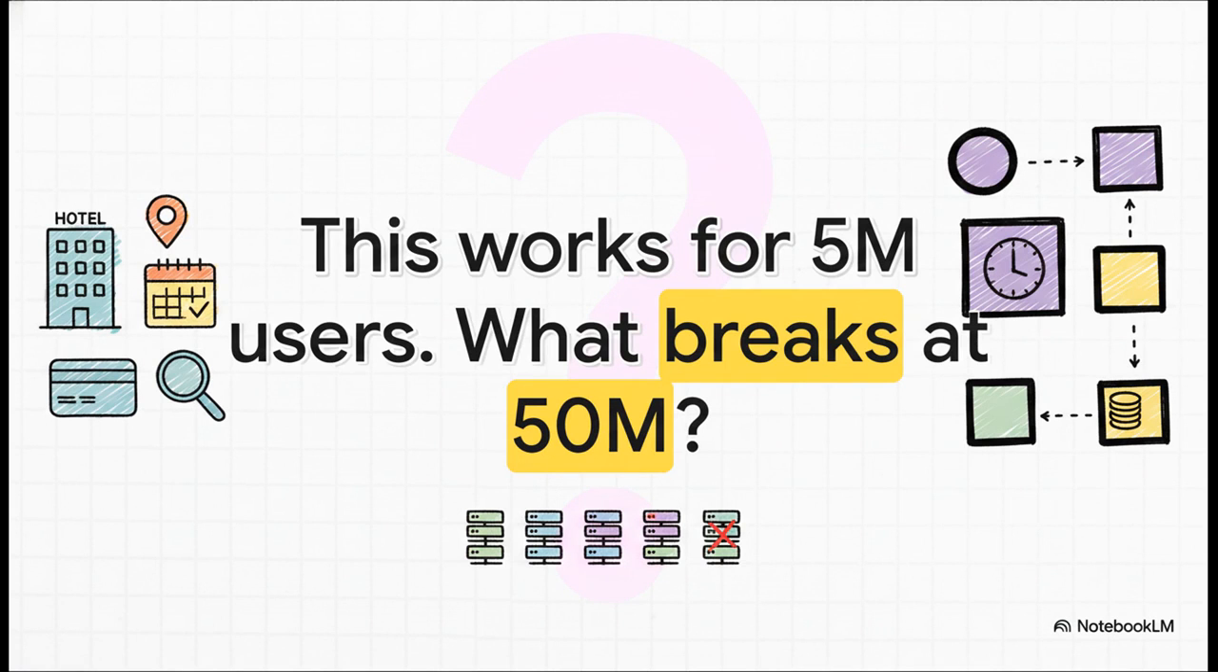And that's our design. It's a system built to be secure, fast, and super reliable for 5 million users. But it leaves us with a really interesting question to chew on. What would need to change to handle 50 million users? What parts of this design would start to creak and groan under 10 times the load?